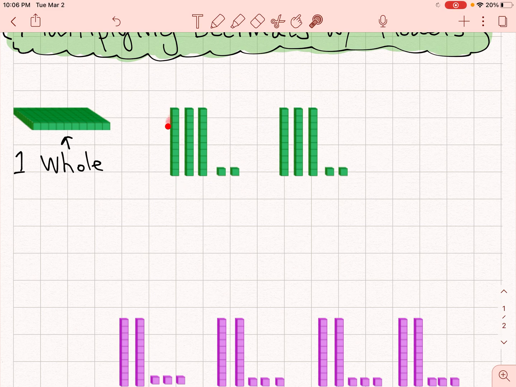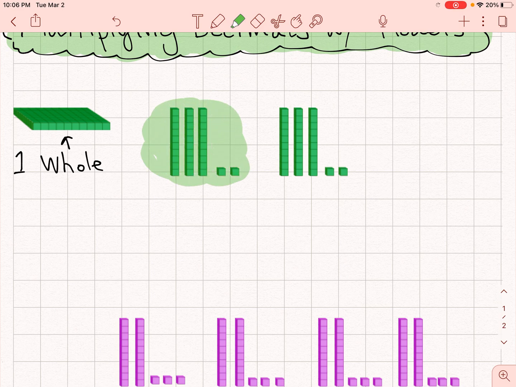We can chop it up into tenths. 10 of these make one whole. Or we can chop it up into hundredths. 100 of these make one whole. That's what you see here. So for this first example, let's take a look at one of these numbers here.